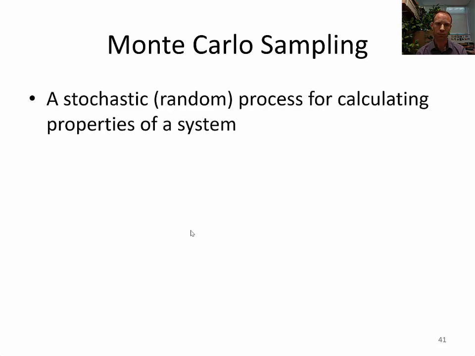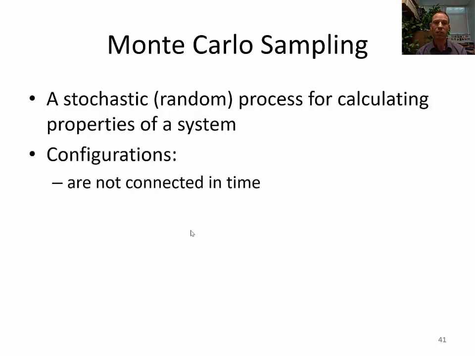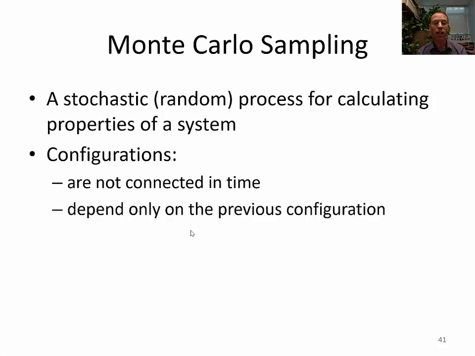Right, but there are two main sampling methods. The first one of these, which we're going to talk about, is Monte Carlo sampling. This is basically a random process for calculating the properties of a system. We generate configurations of your system, conformations of your biomolecule, which are not connected in time. You just make random changes to your system and depend only on the previous configuration.